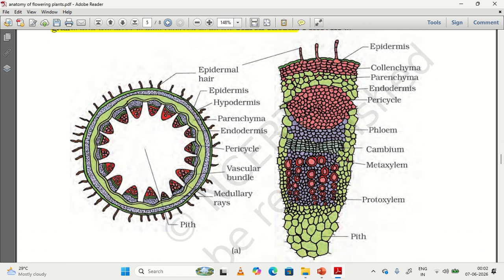If you can see this, the outermost layer is the epidermis. Below this you will have the cortex. The outermost layer of the cortex is made up of collenchymatous cells, which help in giving mechanical strength to the young stem. Below this, the parenchymatous cells with intercellular spaces, and the innermost layer is the endodermis. So this is the transverse section, this is the radial section. Inner to the endodermis you will have the pericycle.